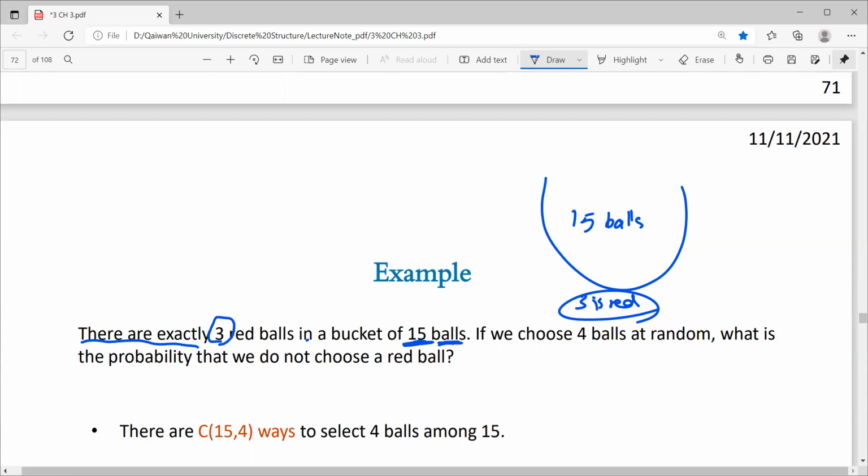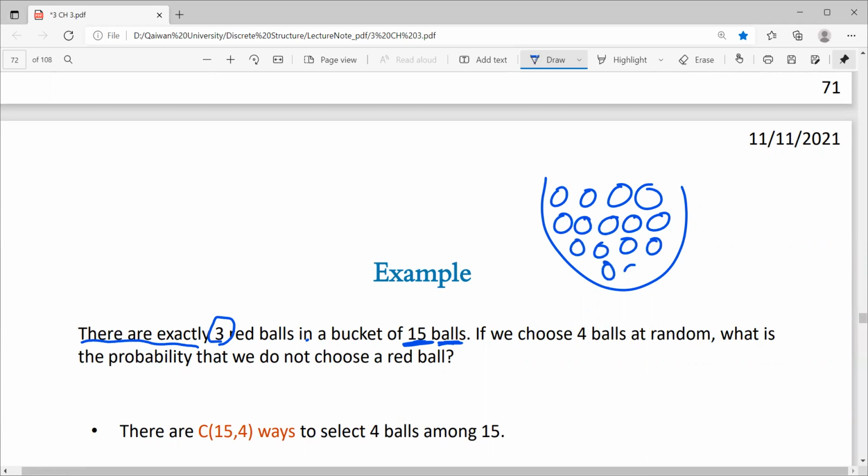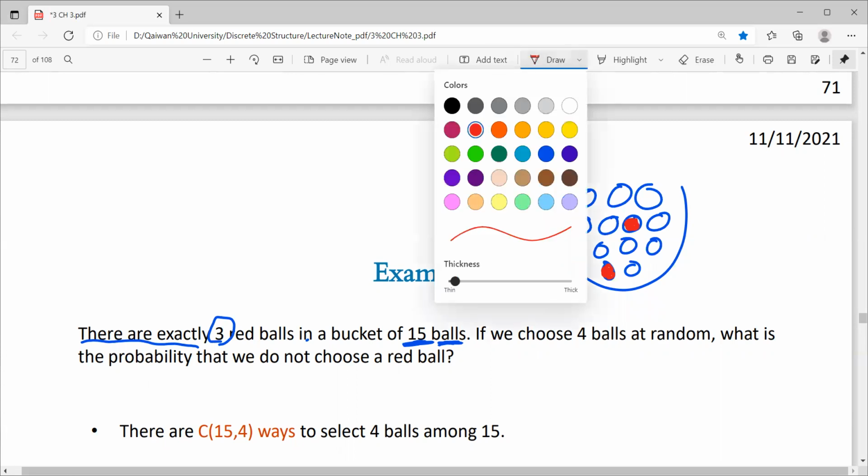We have no more than 3 red balls. Among these 15 balls, 3 of them are red. Let me draw it better. Let's say we have 1, 2, 3, 4, 5, 6, 7. Let's say this is red, and this is red. We don't care about the other colors. Okay? We have 3 of them which are red.